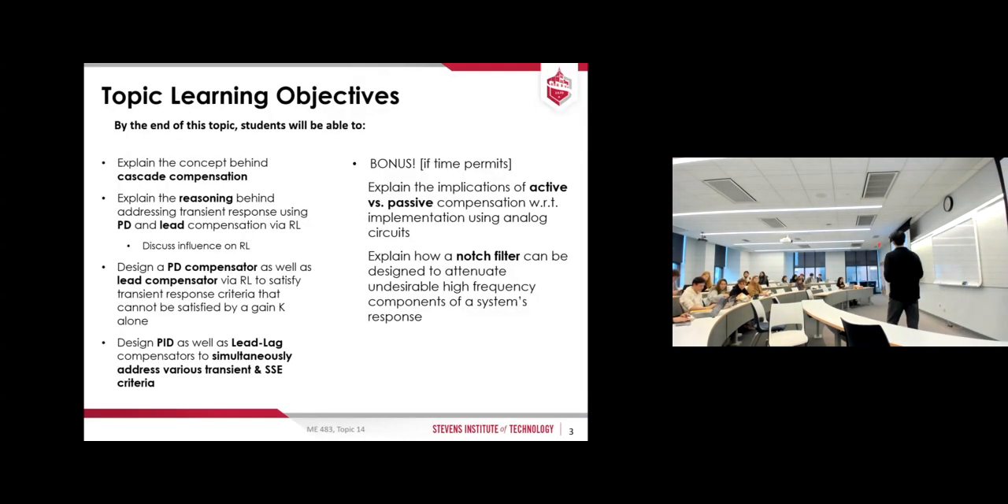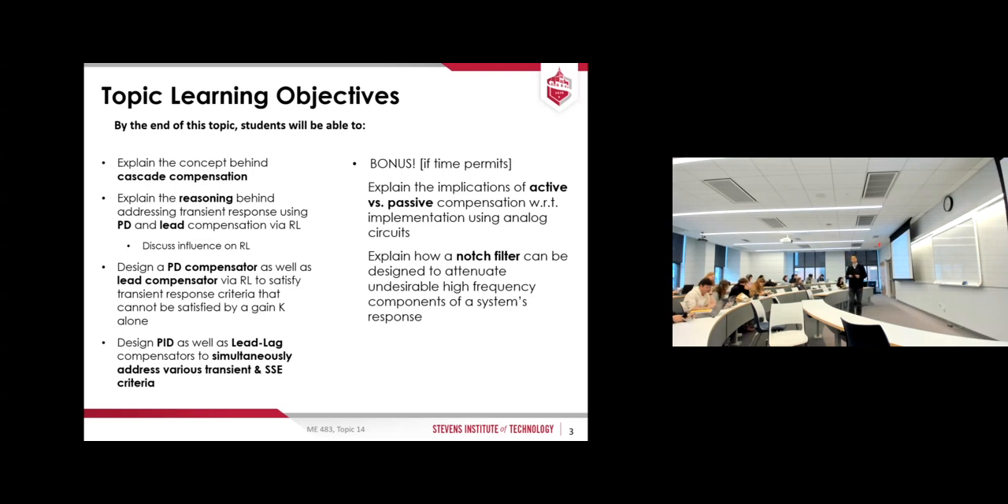So, the topic learning objectives. By the end of this topic, you'll be able to explain the concept behind the cascade compensation, and explain the reasoning behind addressing the transient response. Last time, what was that? Steady state error. Today, transient response. Last time, what was that? PI and lag compensation. This time, PD and lead compensation. Both of which use the root locus.